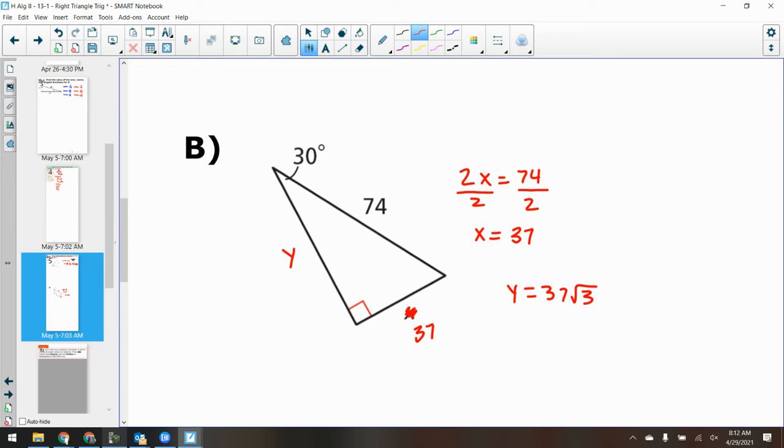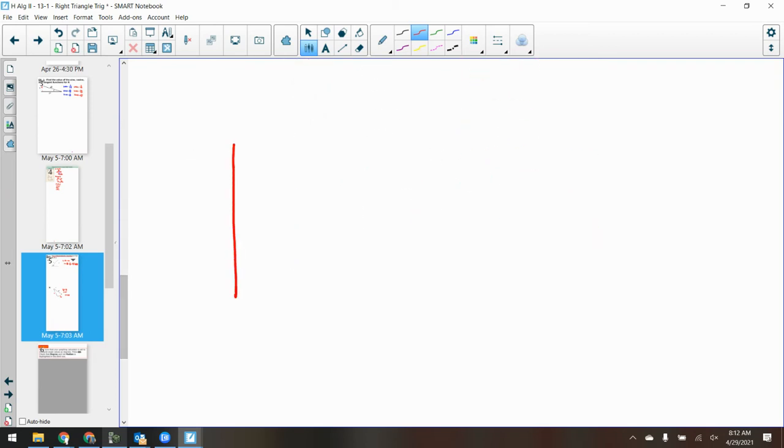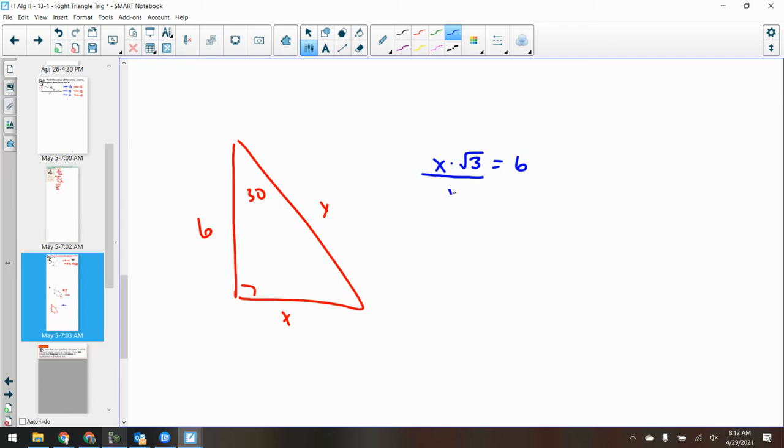Just a special note, I know we don't have one like this on this guided notes, but if I had something like this is a 30 side and maybe this was 6, and this is x and this is y, what would I do to x to get to my 60 side? Multiply by radical 3. So I could create this equation. X times radical 3 is equal to 6. Couldn't I do that same thing where I divide over the radical, just like I had in a 45-45?